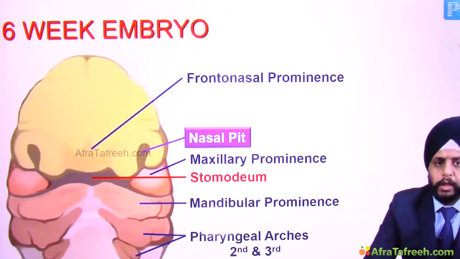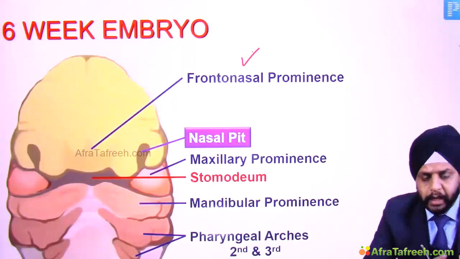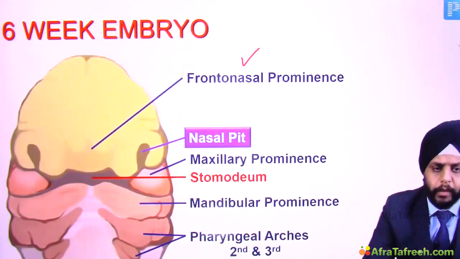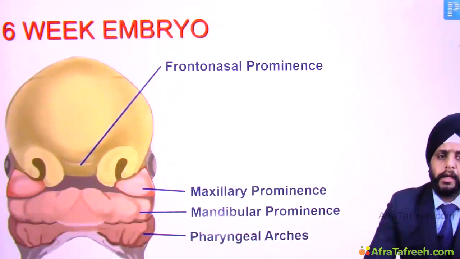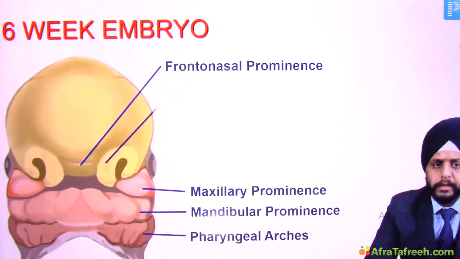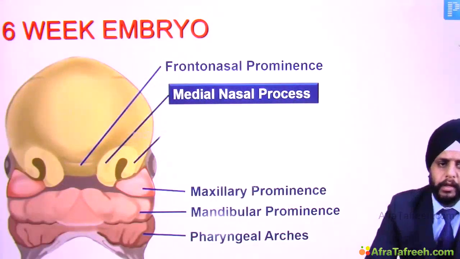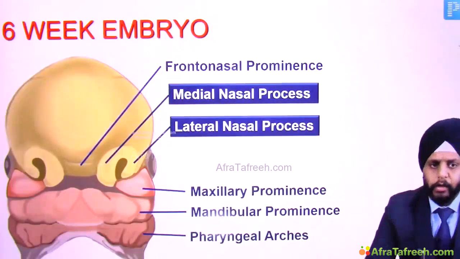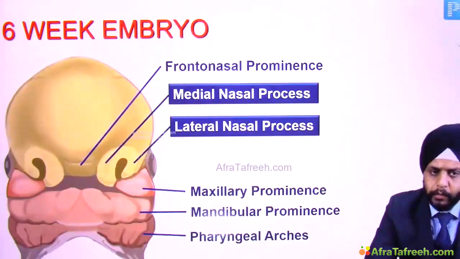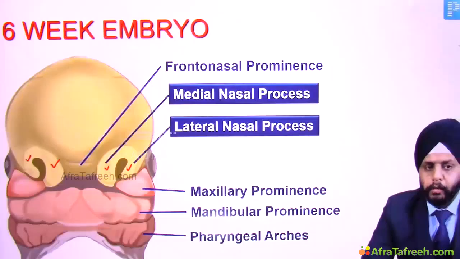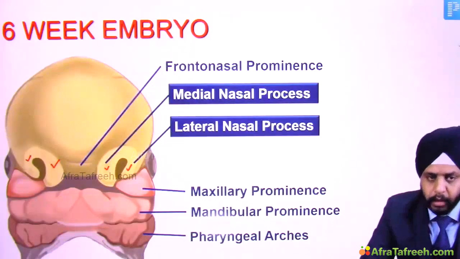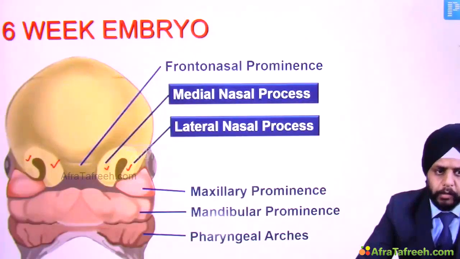Now around the nasal pit, what do we have? We have the frontonasal prominence. So around the nasal pit we have the frontonasal prominence. This frontonasal prominence, as you can see over here, it starts forming another thickening, a horseshoe shaped thickening. These are known as medial nasal process and lateral nasal process. Okay, so on the medial side it is known as medial nasal process, on the lateral side it is known as lateral nasal process. Okay, so we have the medial nasal process and the lateral nasal process on both the sides. They form around the nasal pit, right? Okay, so we can see the nasal pit also in this diagram.